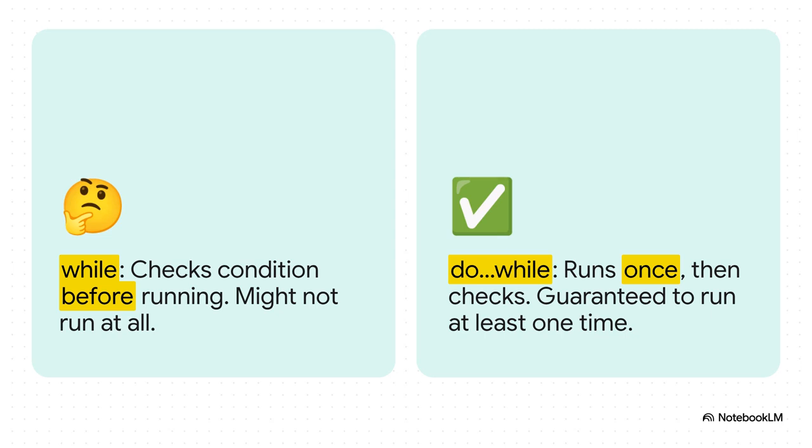The do while loop, though, is a bit different. It runs the code block first, and then it checks the condition. And that guarantees the code will always execute at least one time.